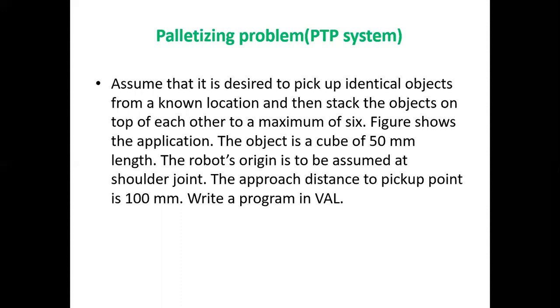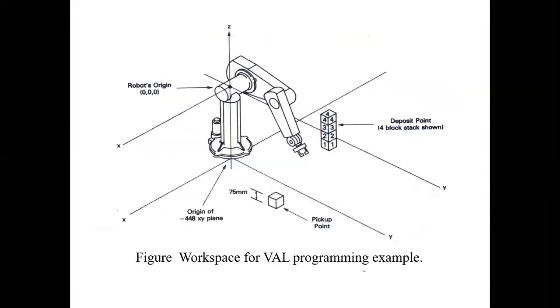Then the palletizing program problem, that is the PTP system. Assume that it is designed to pick up identical objects from an unknown location and then stack the objects on top of each other to a maximum of 6. So the figure shows the application. The object is a cube of 50 millimeter length. The robot's origin is to be assumed at the shoulder joint. The approach distance to the pickup point is 100 millimeter. How to write a program?